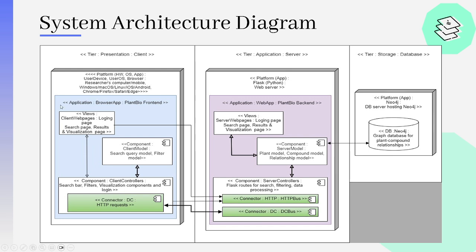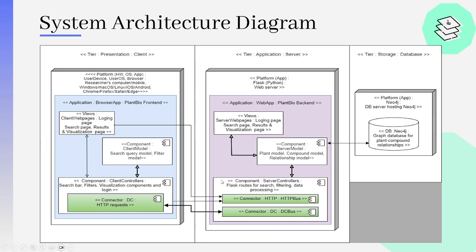So, moving on, next tier is the storage tier. So, the storage tier completes our architecture with a Neo4j graph database. Specifically chosen for its exceptional capability in handling complex plant compound relationships. And also these graph databases excel at managing highly interconnected data, making them perfect for biological relationship mapping. Also, this tier efficiently stores and manages the relationships between plant and compound, enabling sophisticated queries and comprehensive data analysis.